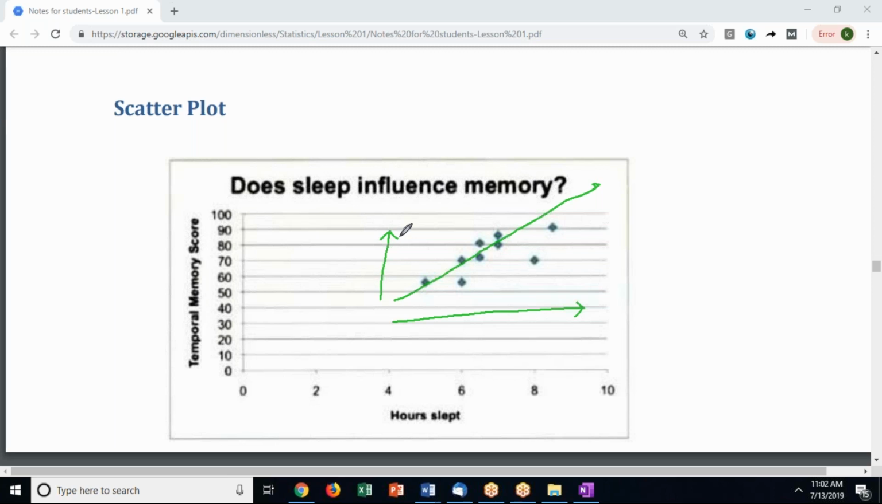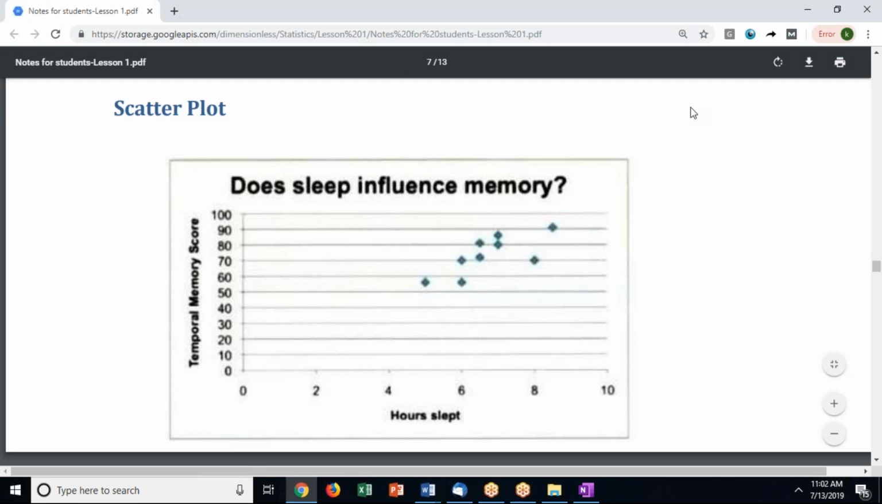But if I ask you another question: if somebody sleeps more, if I'm sleeping more number of hours, is it compulsorily true that my memory will be better? Is it compulsorily true that you'll have a better memory? Think about it and answer. Don't rush to an answer.